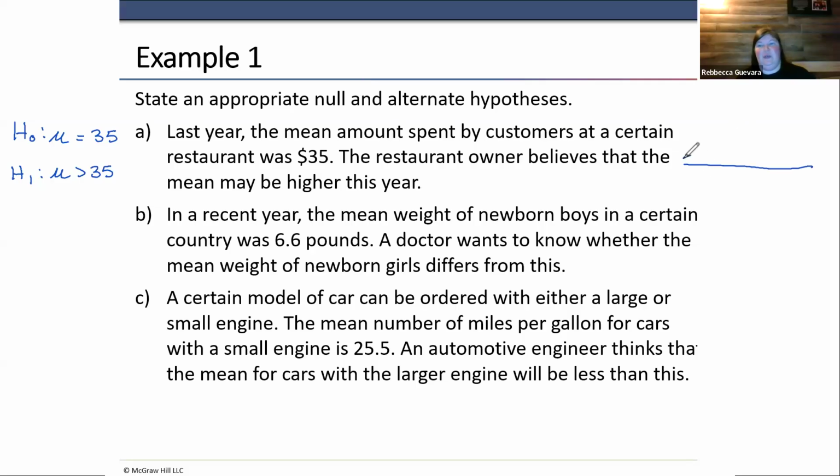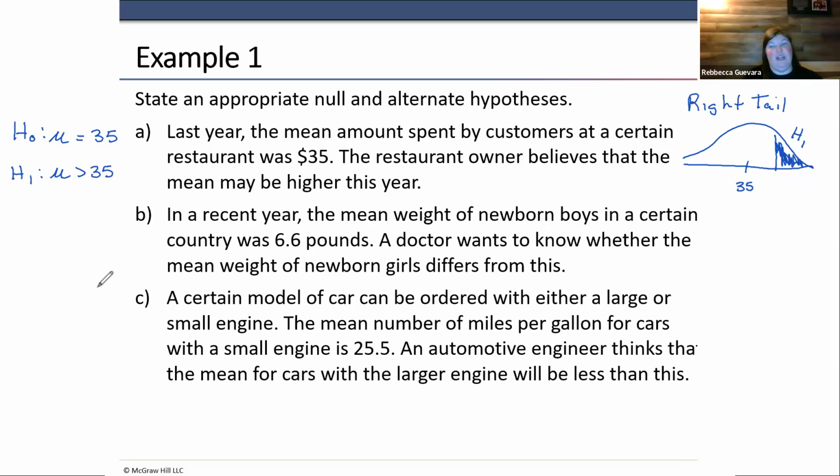So once again, if we were to show this in a distribution, this is 35, that was the mean last year. We're thinking that the mean could be greater this year. So we're looking at a right tail. So when we actually do a test, we know this is a right tail test.